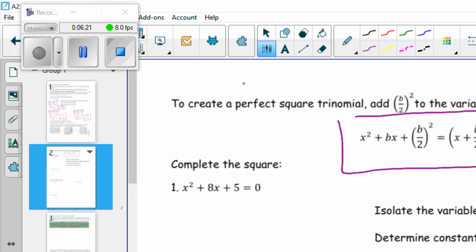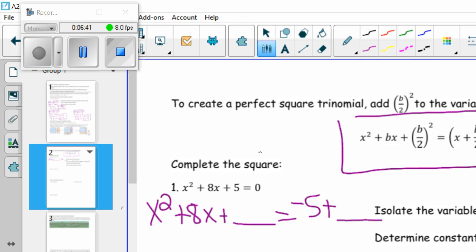Okay? So step number one, you want to isolate the variable expression. That means anything that has an x with it, get by itself. So I need to move this plus 5 to the other side. So I'm going to say x squared plus 8x, and then I'm going to put a plus blank here, okay, equals negative 5 plus the blank on this other side. Okay. I just like to add that plus blank so I don't ever forget to add to both sides. Because remember, whatever I do to one side of my equation, I have to do to the other side.